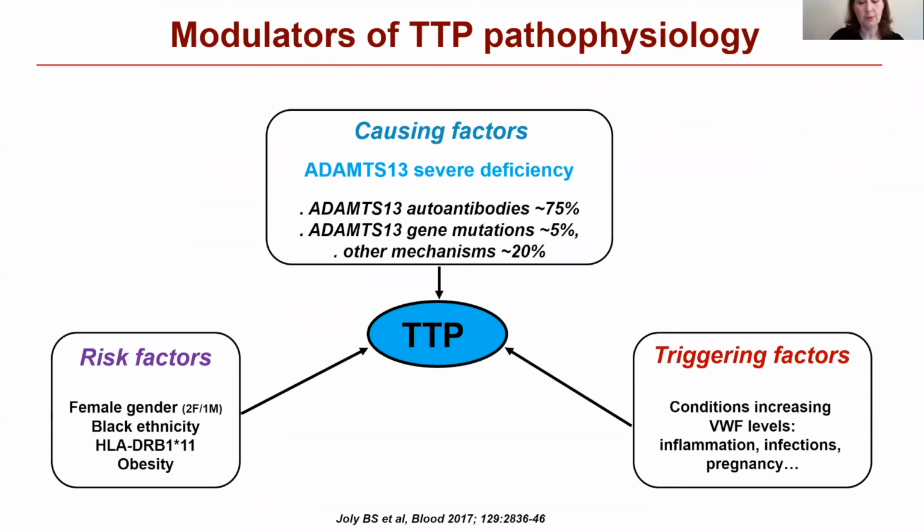In addition to the position of ADAMTS13 as a causing factor for TTP, we also know that there are some risk factors for TTP, like the female gender, the Black ethnicity, the HLA-DRB1*11 phenotype, or obesity. Some triggering factors, consisting in conditions increasing von Willebrand factor levels, like inflammation, infections, or pregnancy, are also well established in TTP.